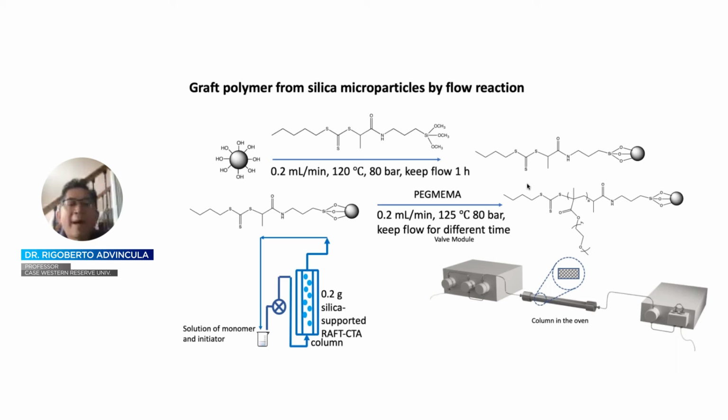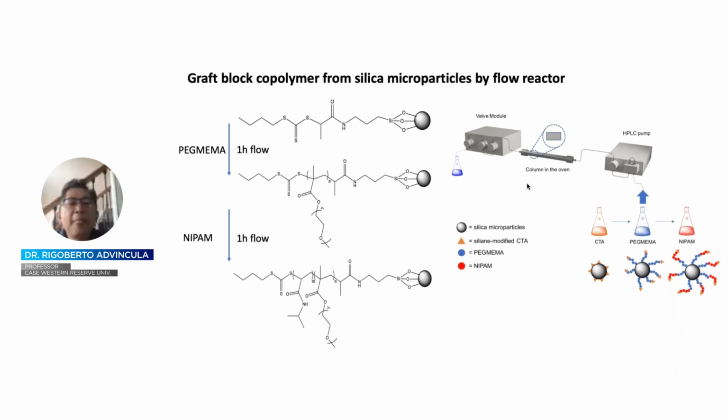...that have been packed well in a column. The silica particles, by silanization, will have the grafted chain transfer agent. And then, of course, after that, we can do the polymerization of the PEGMA, or polyethylene glycol methacrylate, homopolymer. So this was first done with PEGMA, and then we switch over to the next monomer after completing the first block by grafting N-isopropyl acrylamide, or NIPAM.